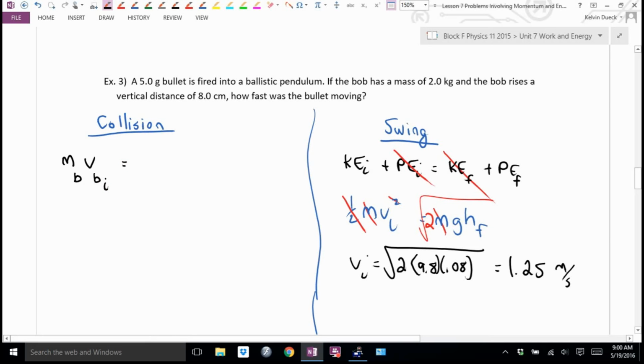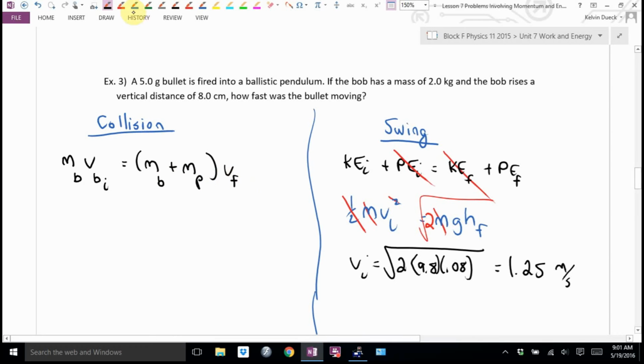After the collision, what was moving: mass 1, mass 2, both or neither? Stuck together or separate? Together. Thank you. So it's going to be the mass of the bullet plus the mass of the pendulum, V final.